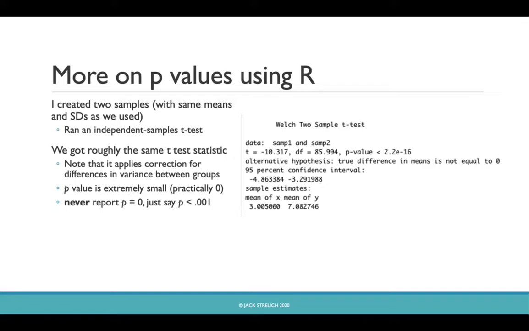One last stylistic note I'll make here is that you must never report a p-value of 0. Even if it is extremely small and almost 0, you would report that as p less than 0.001.